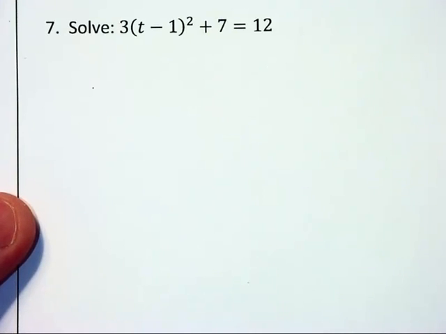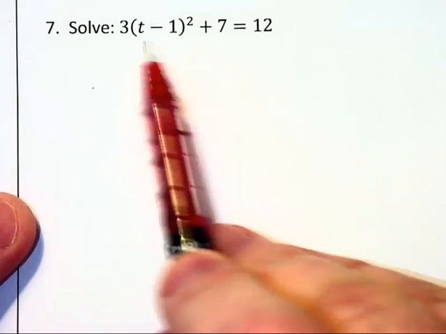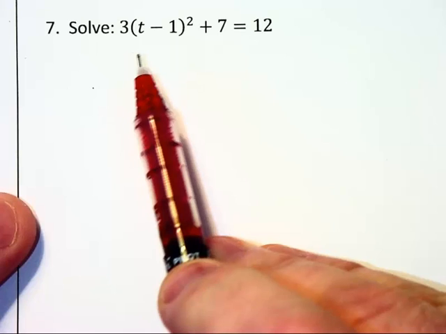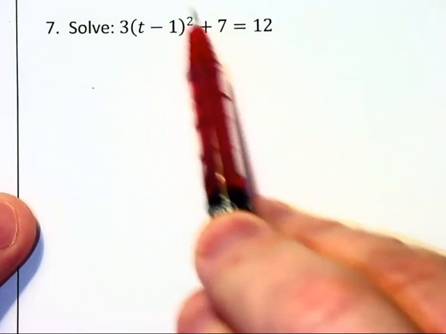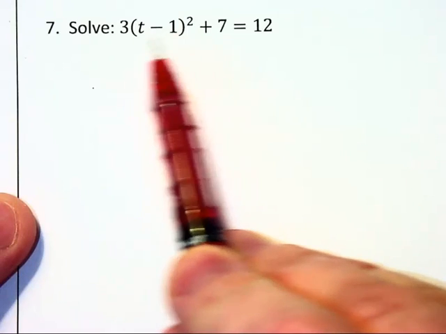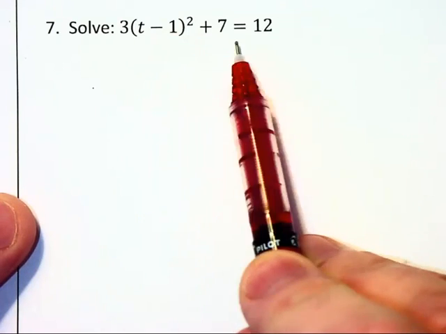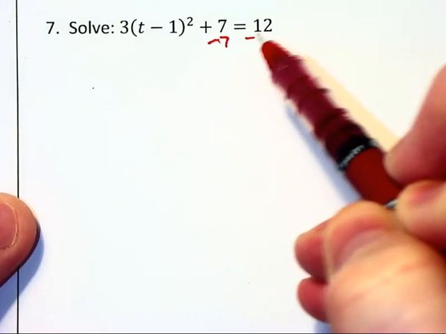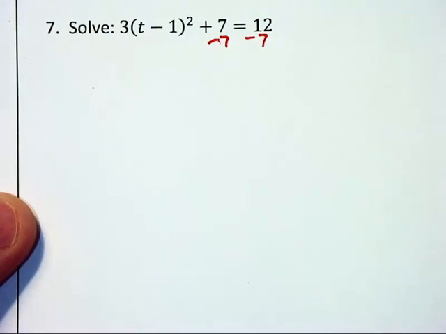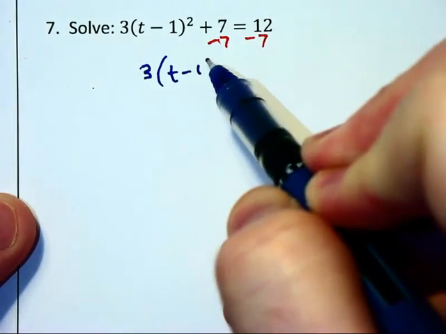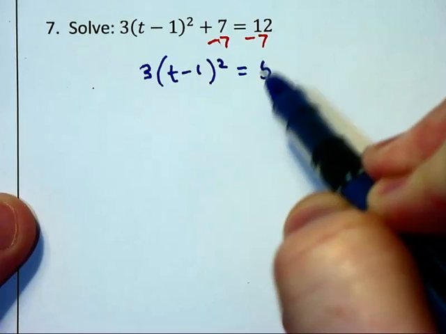For number 7, before we can square root each side, we need to first subtract the 7 and divide by 3. I still know this is one of those problems where I want to square root each side because my variable is trapped inside of this quantity squared and there's no other occurrences of the variable anywhere else. So let's begin by subtracting 7 on each side. That leaves us with 3 times t minus 1 squared is equal to 5.